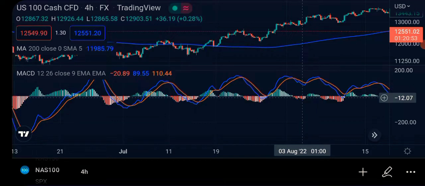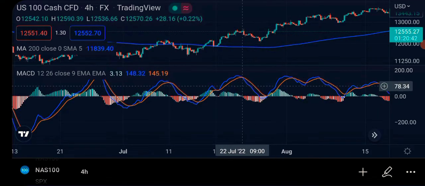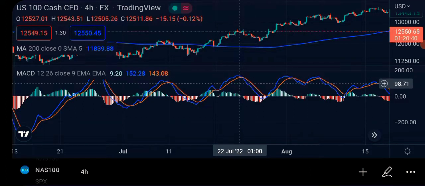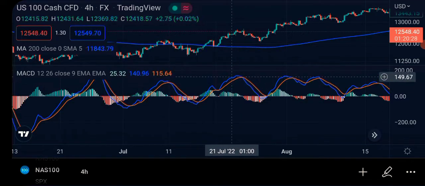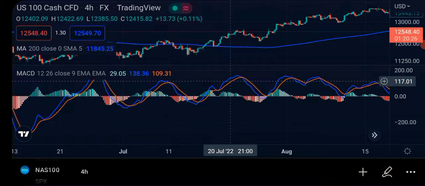So how to interpret the curvy lines or the wavy lines that we're seeing, those two wavy lines that we see here, the blue and the amber? I think it's amber, yeah. The blue and the amber color that we see here.